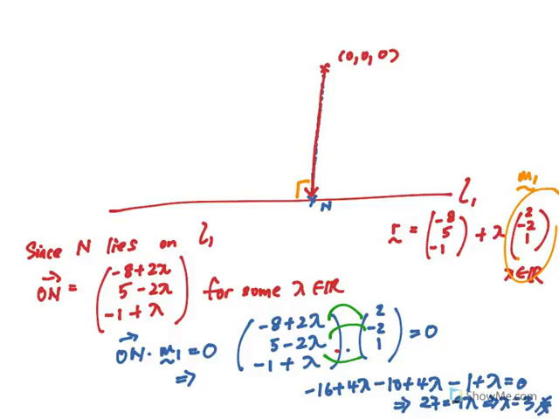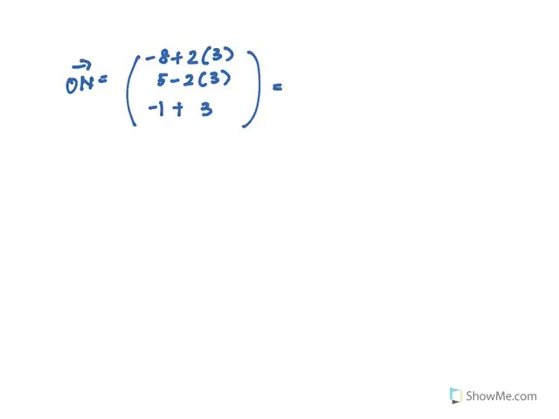Now since ON is written in the form of negative 8 plus 2 lambda, 5 minus 2 lambda, and negative 1 plus lambda, we substitute lambda equals 3. Negative 8 plus 6 gives negative 2, 5 minus 6 gives negative 1, and negative 1 plus 3 gives 2. This is the position vector of ON, where N is the foot of the perpendicular from the origin to line L. Okay, so this is for part 2.